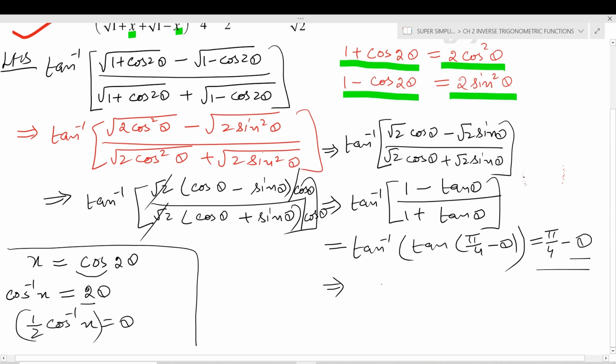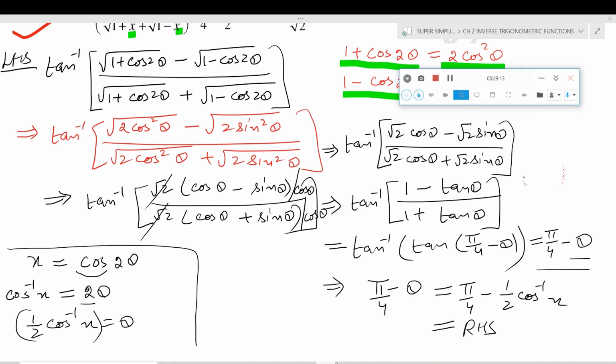So here in place of theta, we have got the value as pi by 4 minus theta. In place of theta, I will write 1 by 2 cos inverse x. So let me see, was this my right hand side? Yes, right hand side was this only, pi by 4 minus 1 by 2 cos inverse x, and hence also proved.